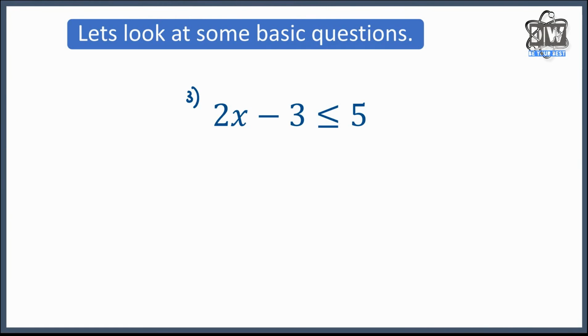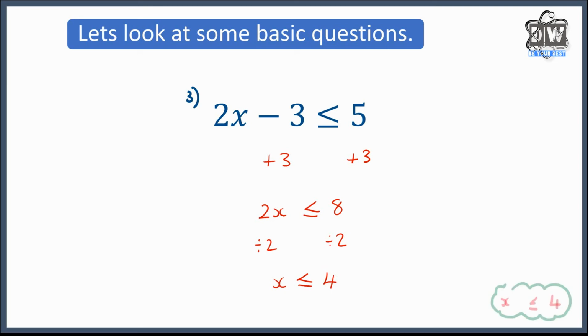Again, pause the video and give it a go. Now you'll notice that this question is exactly the same as the last one, apart from one difference. I want to see if you can spot that difference and add that to your answer. All right, so again, we're going to add 3 to both sides, and we're going to end up with 2x is smaller than or equal to 8. Divide both sides by 2. So my answer would be x is smaller than or equal to 4. Hopefully you've got that one correct also.